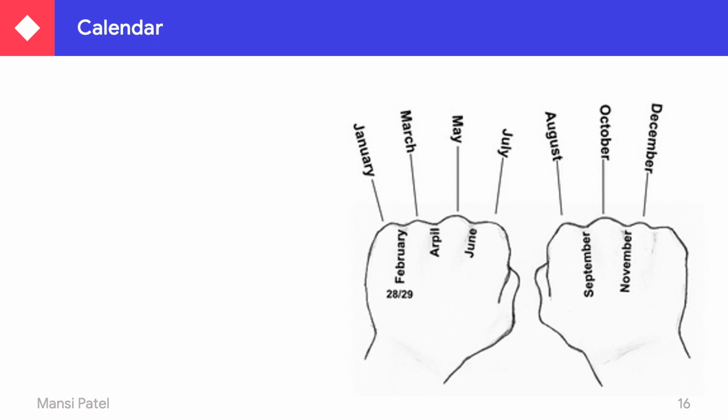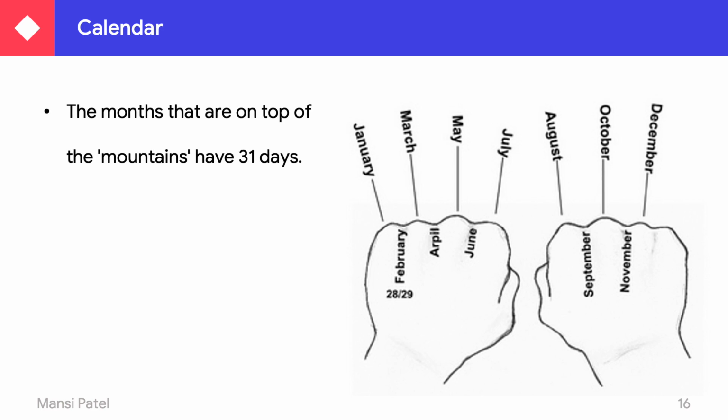See here, you can see the knuckles of our hand. The months that are on the top, we can say on a mountain, the months which lie on a mountain have 31 days. So which months have 31 days? See here: January, March, May, July, August, October and December. These all months have 31 days.